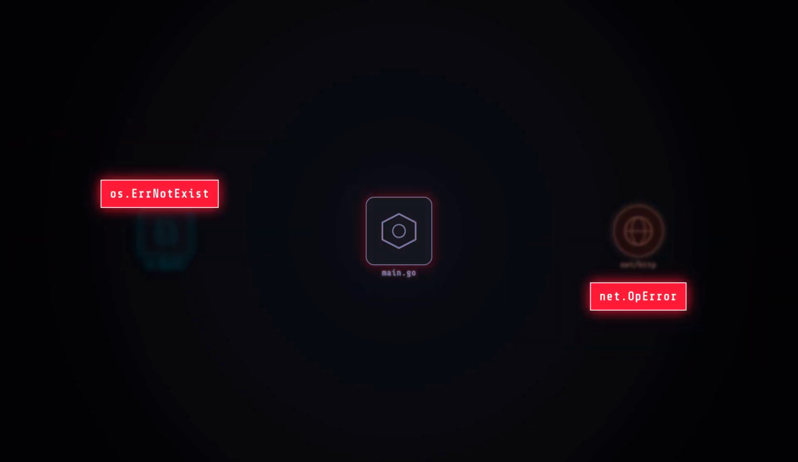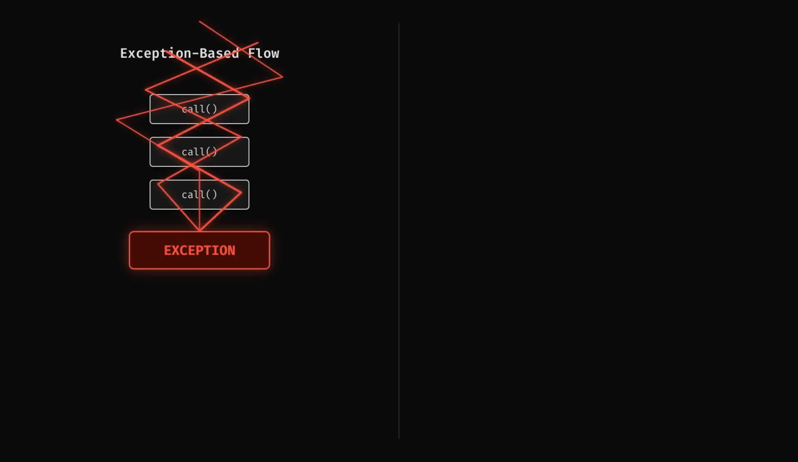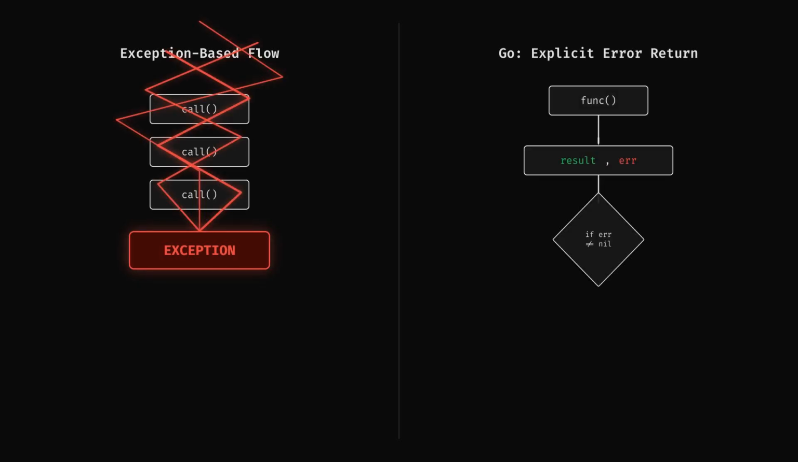In real-world programs, things don't always go as planned. Files might not exist. Network requests can fail. And if we don't handle these situations properly, our program can break. Unlike some languages, Go doesn't rely on exceptions. Instead, it uses a simple and explicit approach. Errors are just values that are returned from functions.